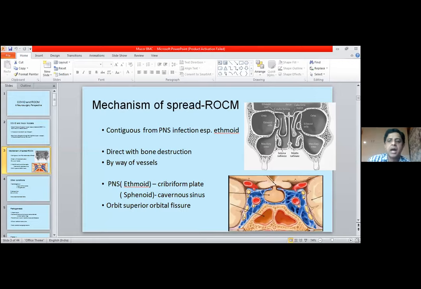And in the cavernous sinus, as you know, the veins are there, the nerves, as well as the internal carotid artery. This is what makes it a very life-threatening condition. Also, even if it enters into the orbit, through the superior orbital fissure, it can enter into the cavernous sinus and cause destruction.